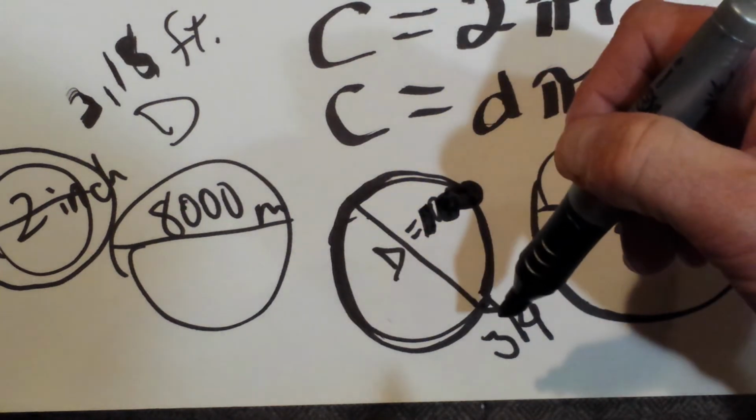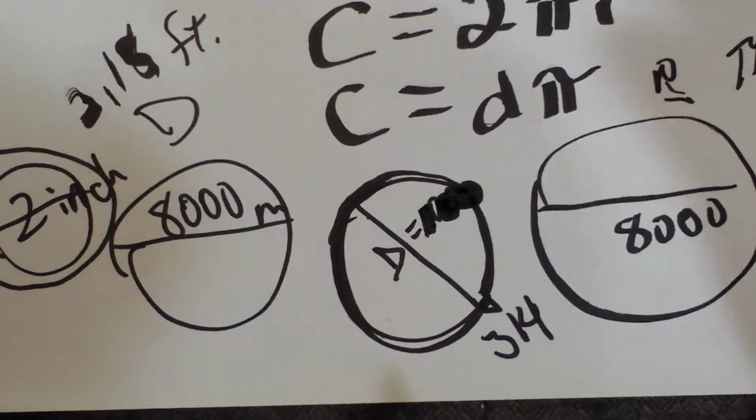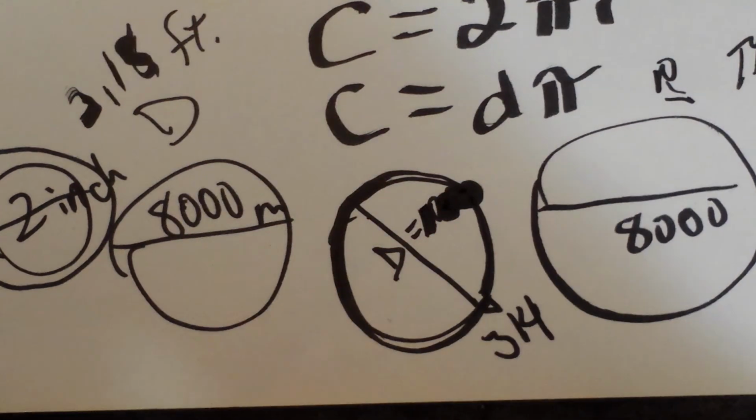So adding 10 feet to any circumference is going to produce an added radius of just over 1.6 feet, no matter the size of the circle.